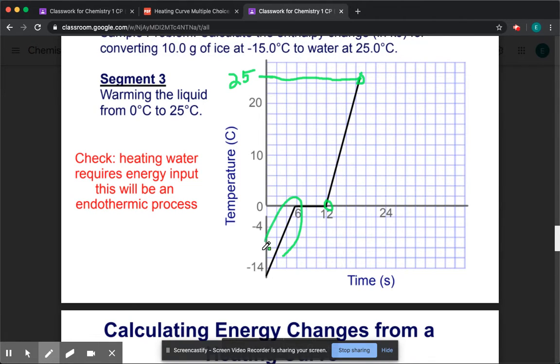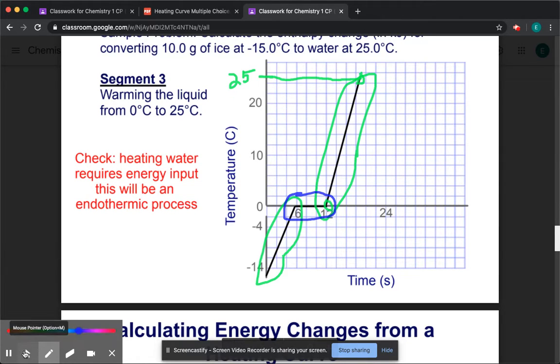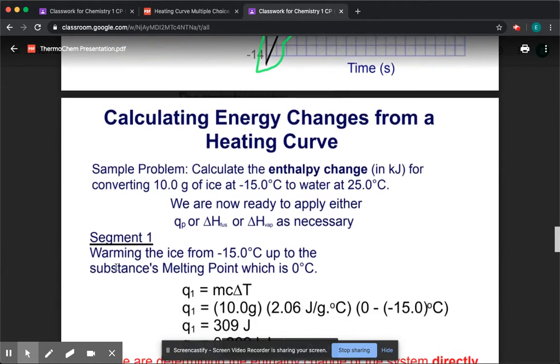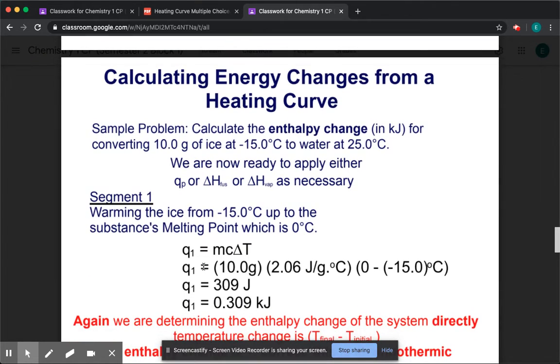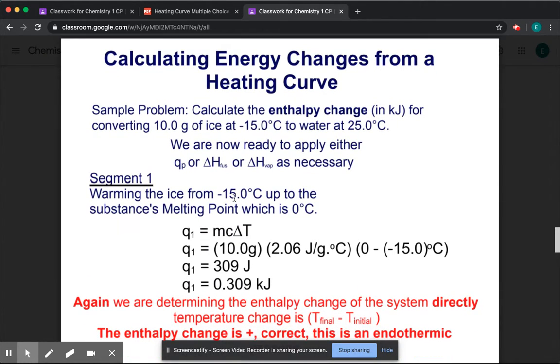Okay, and with this case, we have 1, 2, we have 3 segments. Okay, we have 2 increasing portions and we have 1 flat portion. So that's 3 segments. We have to use the equation 3 times. The first time we use it, that's us heating up the ice. So this is the ice going from -15 to 0.